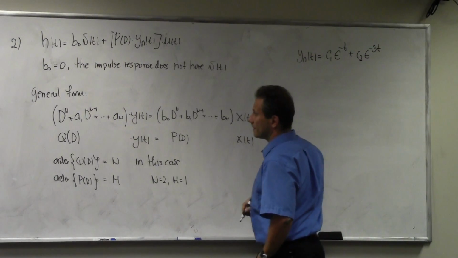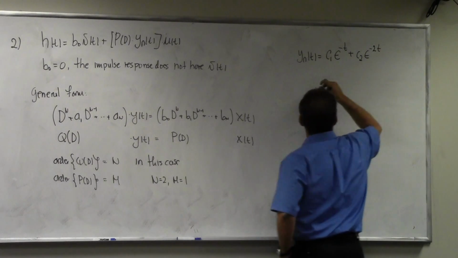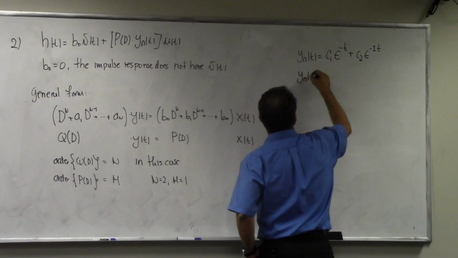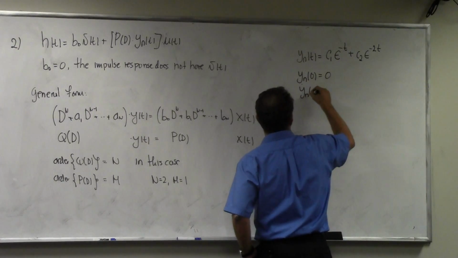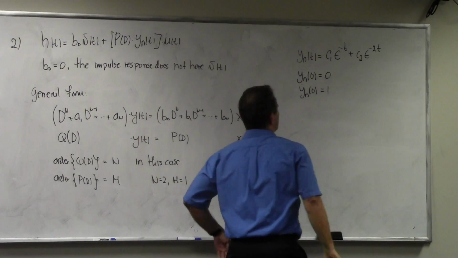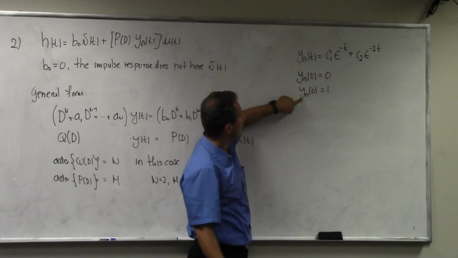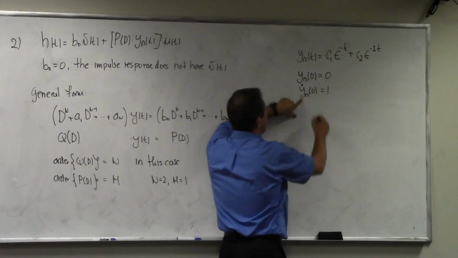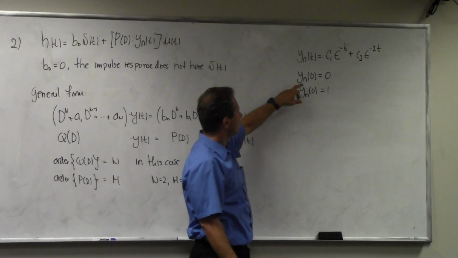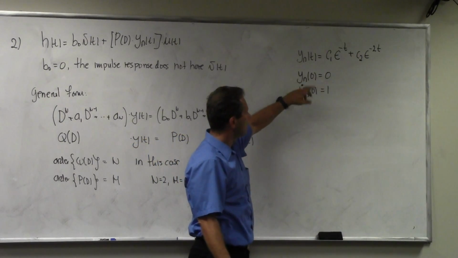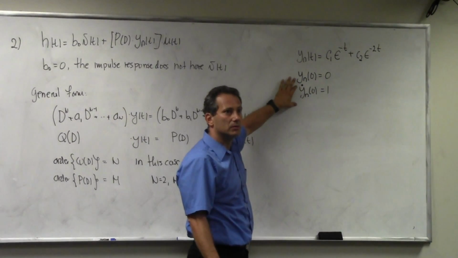But it will have different conditions. Yn of 0 is going to be 0, and Yn dot of 0 is going to be 1. If this was a higher order, then all the derivatives up to the n minus 2 derivative will be equal to 0, and the n minus first derivative will be equal to 1.